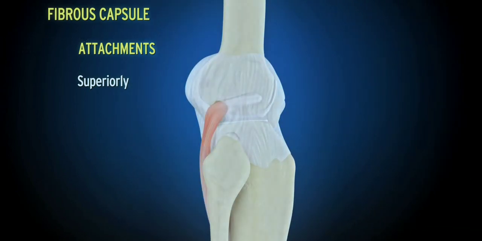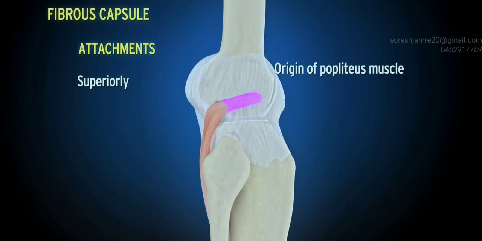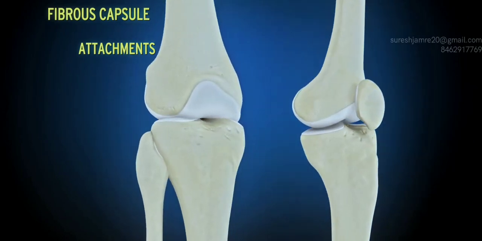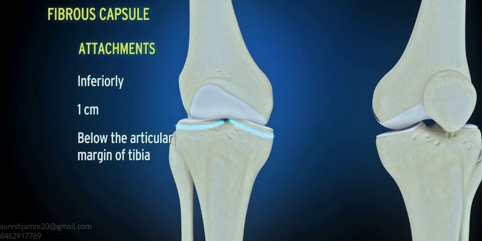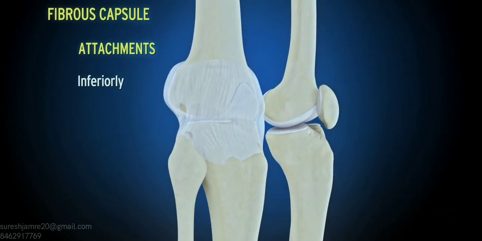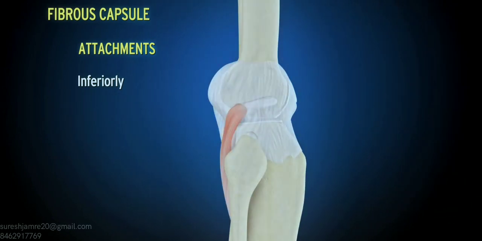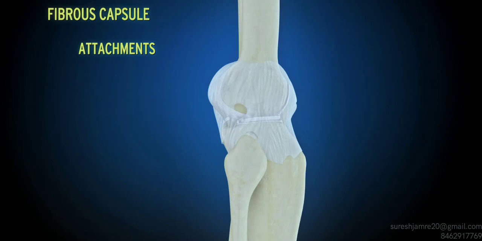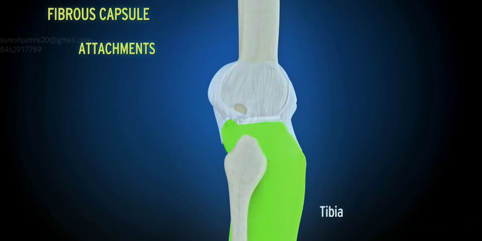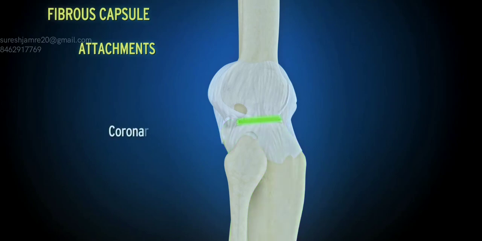Laterally, it encloses the origin of popliteus muscle. Inferiorly, it is attached about 1 centimeter beyond the articular margins of tibia. Behind the lateral condyle, the capsule presents a gap for the passage of tendon of popliteus. Fibrous capsule is attached to the periphery of the meniscus. Part of the capsule between the meniscus and tibia is known as coronary ligament.